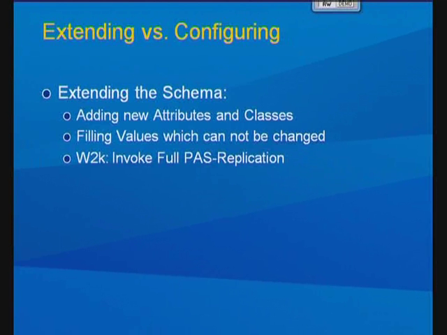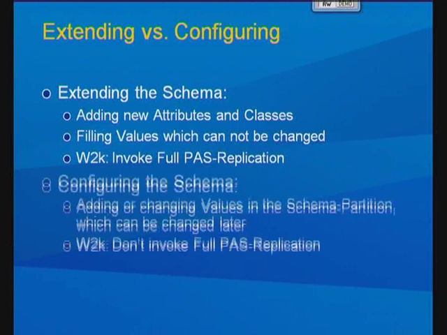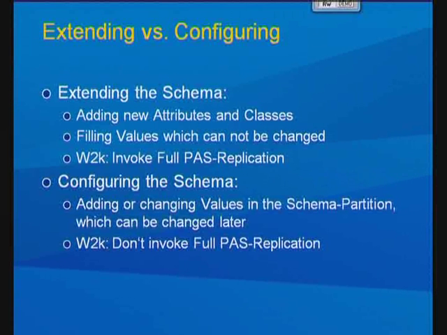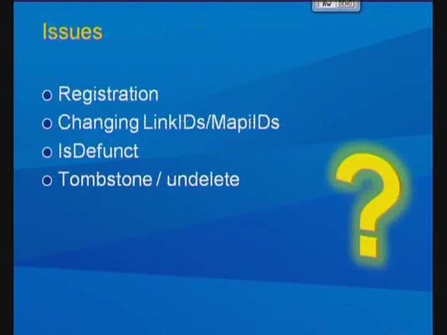from. However, we also have values in there. For example, we've seen the minimum size and maximum size were changeable, or there are search flags. I can select if something is being indexed or if it's not indexed. I can select whether something is contained in a tombstone or if it's not. And those are changes which I can reverse. So I refer to those things as configuring the schema. And those also, if I don't touch the partial attribute set, then they won't do a full partial attribute set replication.